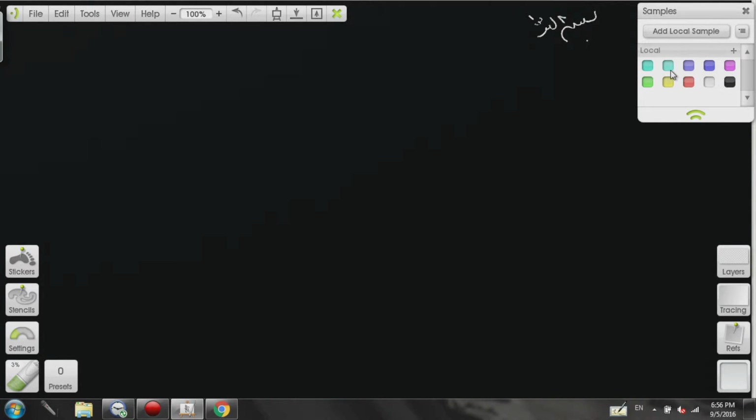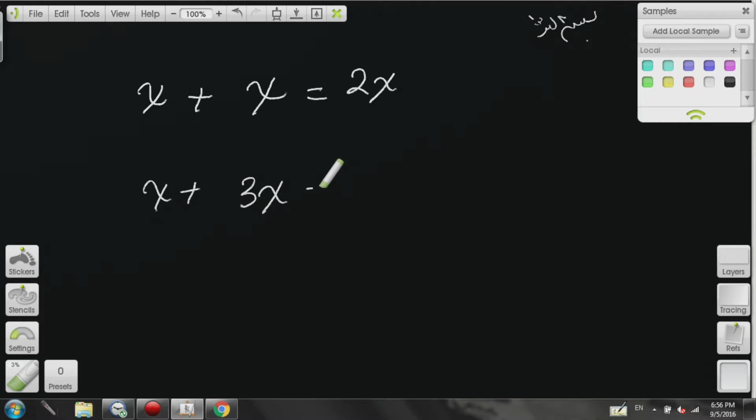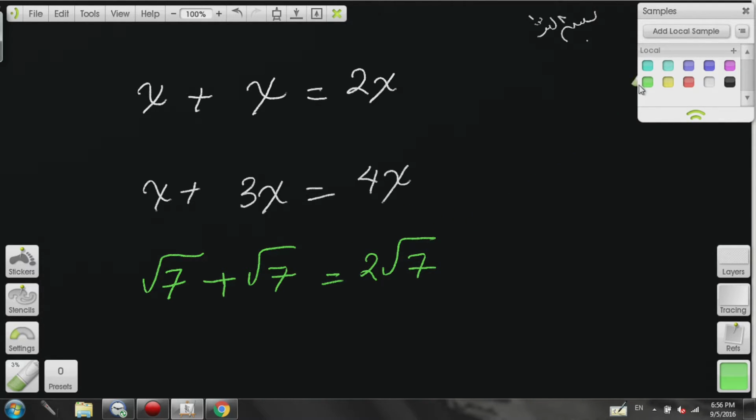Now look. If I have x plus x, what is this? Well, that's 2x. If I have x plus 3x, what is this? That is 4x. Okay, now what if I have square root of 7 plus square root of 7? What is this? Well, that's 2 square root of 7, because x could have been square root of 7. Square root of 7 is a legitimate, honest-to-God number, right? It's irrational, yeah, but it's still a number, right?